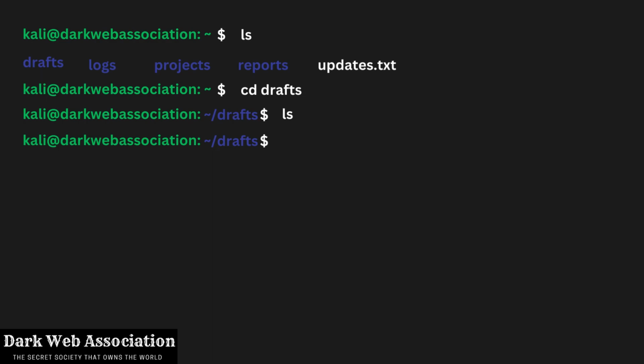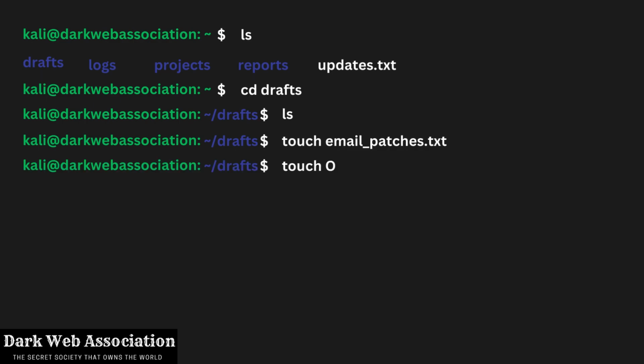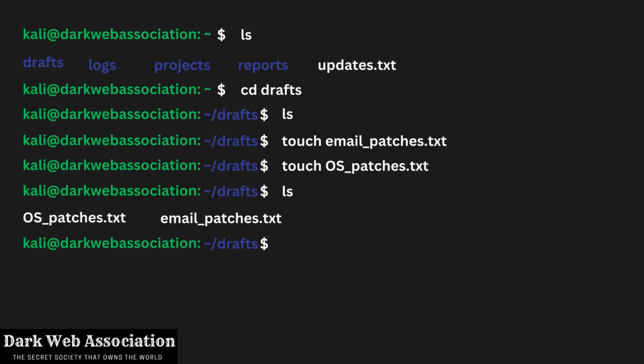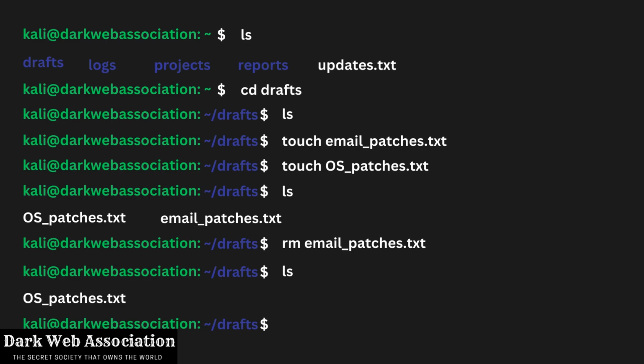Let's say we want to draft new reports on recently installed email and OS patches. To create these files, we input touch email_patches.txt and then touch os_patches.txt. Running ls indicates that these files are now in the drafts directory. What if we realize that we only need a new report on OS patches and we want to delete the email patches report? To do this, we input the rm command and specify the file to delete as email_patches.txt. Running ls confirms that it's been deleted.